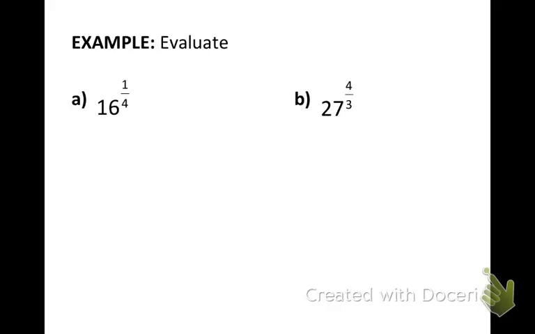Interesting, huh? 27 is 3 to the 3rd, to the 4/3. So it would be the same as 3 to the 4th. That's why it's 81. Okay. All right, make sure you get the homework written down before you exit.